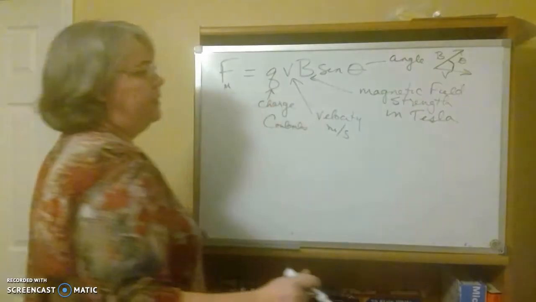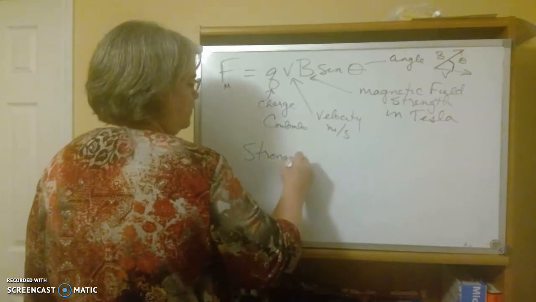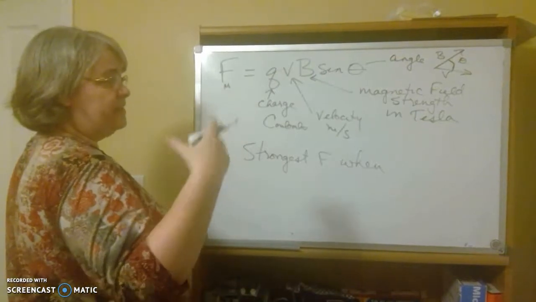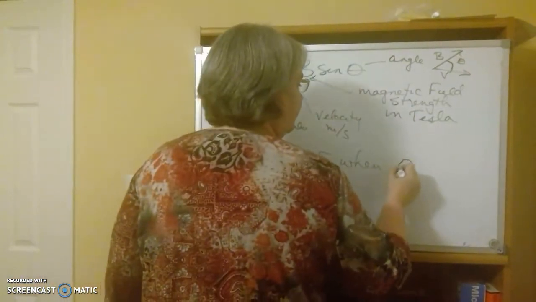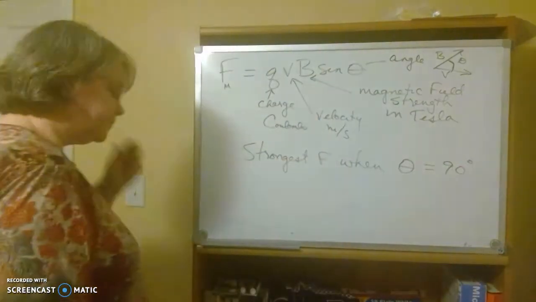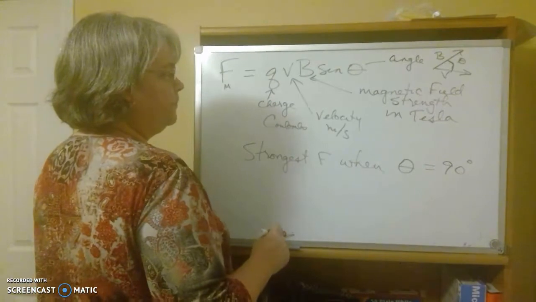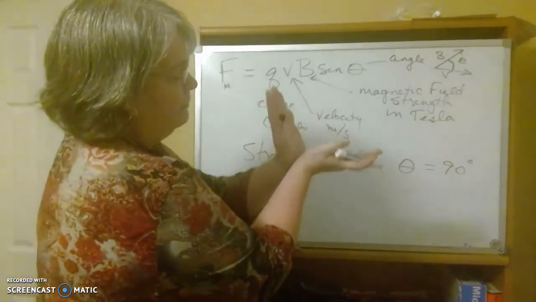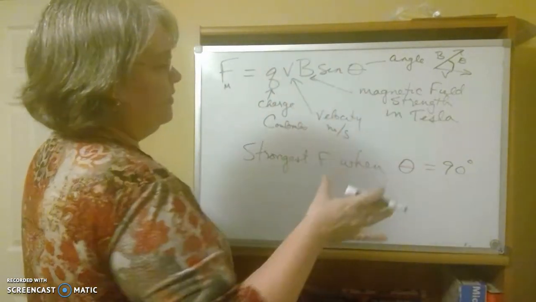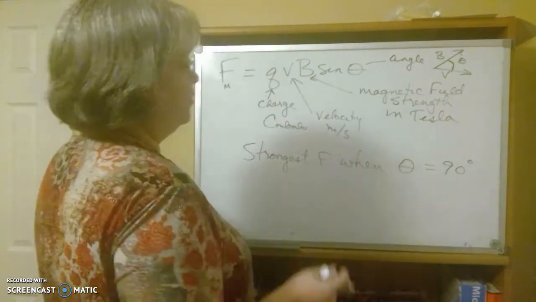Okay. So we get our strongest forces when the sine of theta is equal to 1. So when theta equals 90 degrees. So if my magnetic field and my velocity are at a 90-degree angle, that's going to give me the largest possible force. If they're less than a 90-degree angle, then I get less than the maximum force.